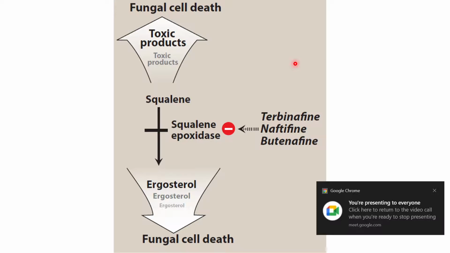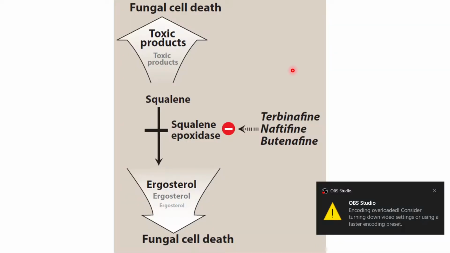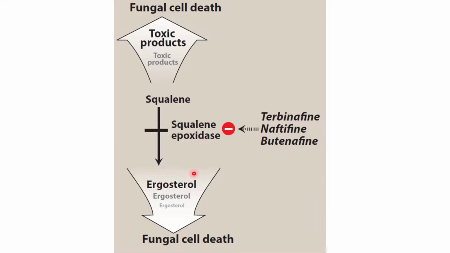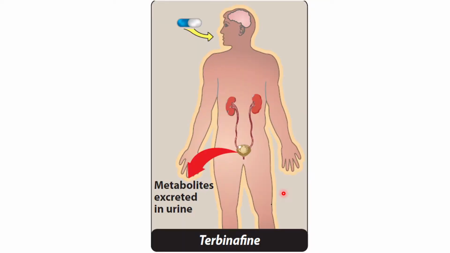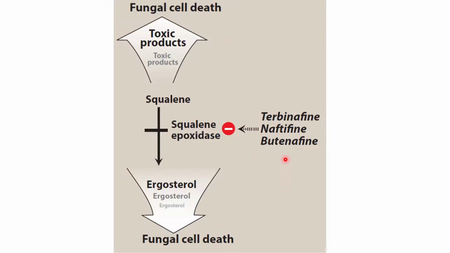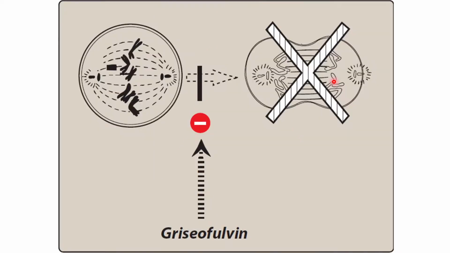Then squalene epoxidase inhibitors are used for treatment and lead to disruption of ergosterol metabolism as well, but also produce a toxic product that also leads to the antifungal effect. And terbinafine, and also naftifine and butenafine, are available orally.